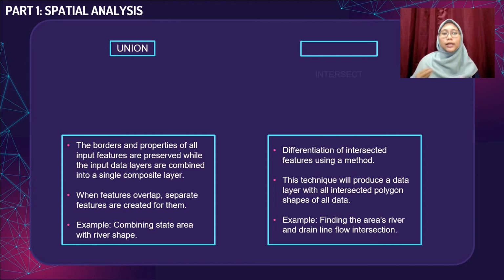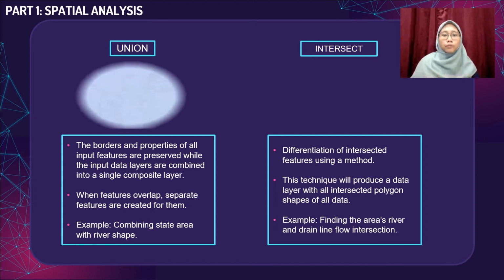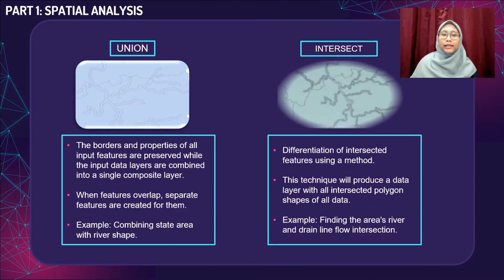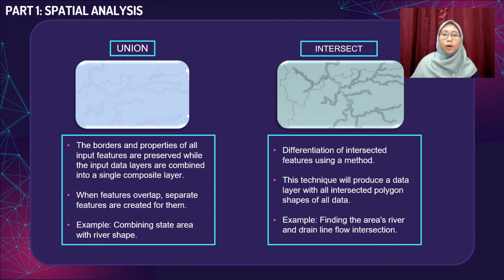Third is union. The borders and properties of all input features are preserved while the input data layers are combined into a single composite layer, and whenever the features overlap, separate features are created for them. For example, combining the state area with the river shape. And lastly is intersect. Differentiation of intersected features using a method, and this technique will produce a data layer with all intersected polygon shapes of all data. For example, finding the area's river and drain line flow intersection.